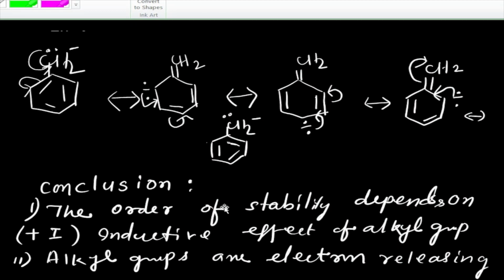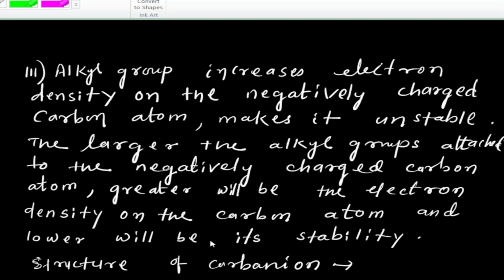So what is the conclusion? The order of stabilization depends on the inductive effect of the alkyl group. Alkyl groups are electron donating, electron releasing groups, donating electrons to the carbanion. So what is the nature of an alkyl group? If it increases the electron density on the negatively charged carbon atom, that is the carbanion, then it automatically makes it unstable.